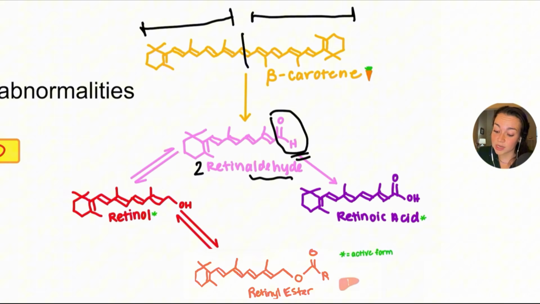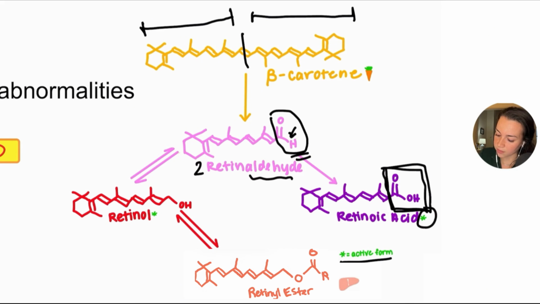Now, this aldehyde group can participate in one of two reactions. It can be oxidized or it can be reduced. If we were to oxidize it, we would add another bond to oxygen right there and turn it into retinoic acid, with this carboxylic acid group on the end. So retinoic acid is also an active form. It is an active vitamin A derivative, even though it is not retinol itself. We'll talk about some of the functions of retinoic acid in a little bit.